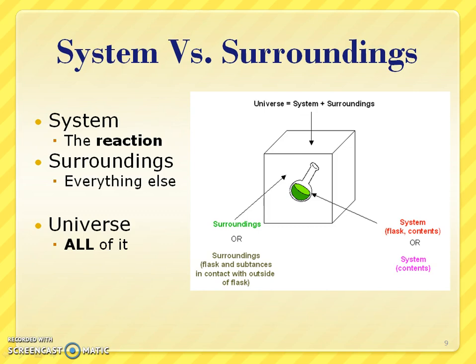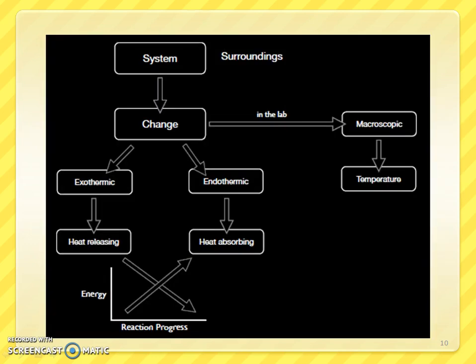So that's what I want you to hopefully understand from this video: there's a difference between the system and the surroundings. The system is actually the reaction that's occurring or the process that's occurring. That's the system. The surroundings is everything that's around it. And of course, the universe is all of it. It encompasses the system and the surroundings as a whole.